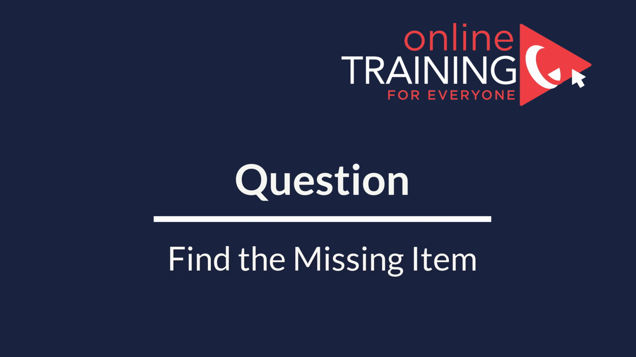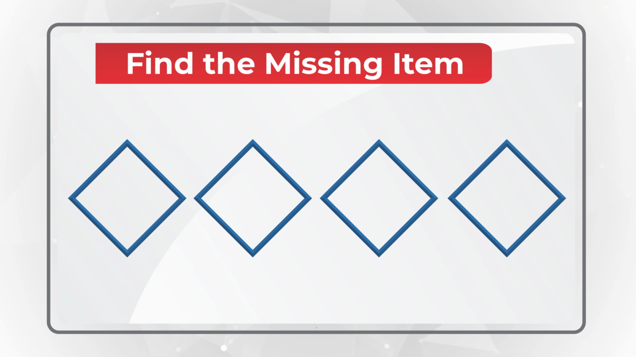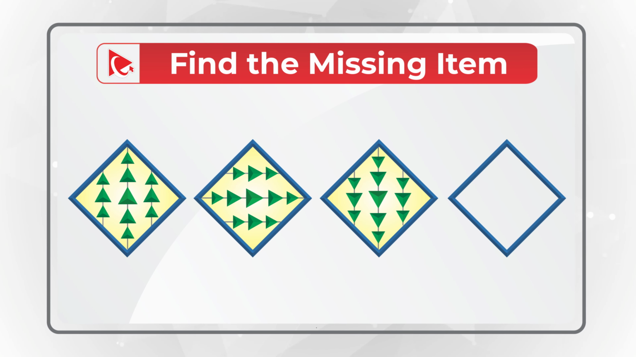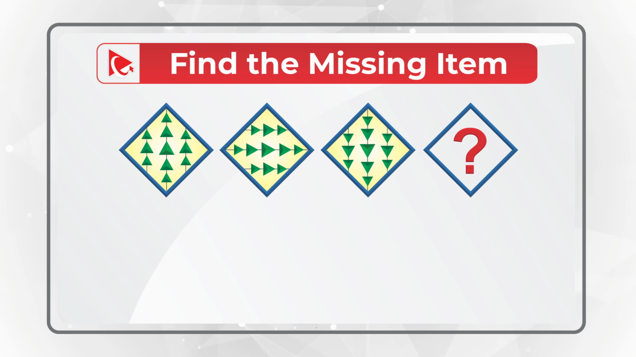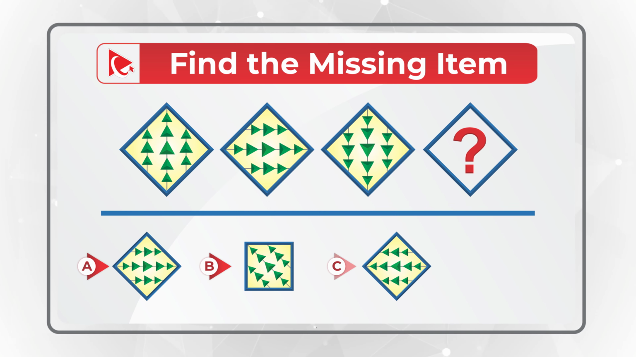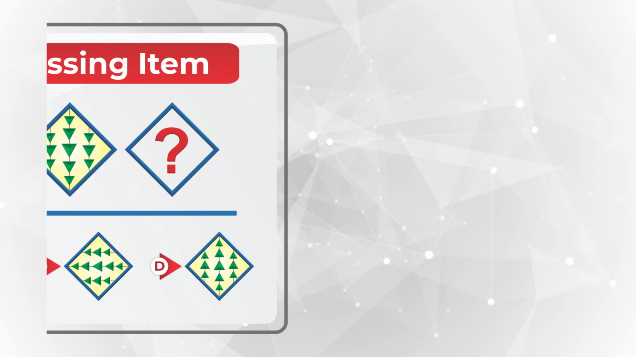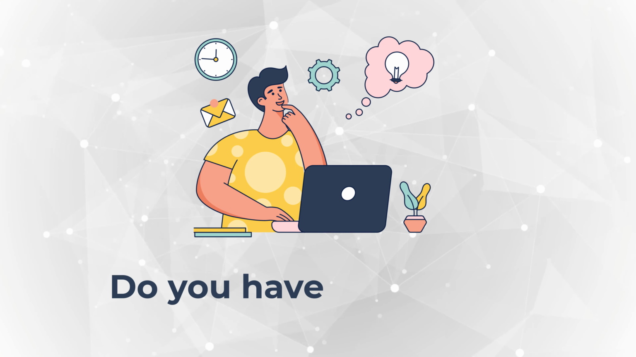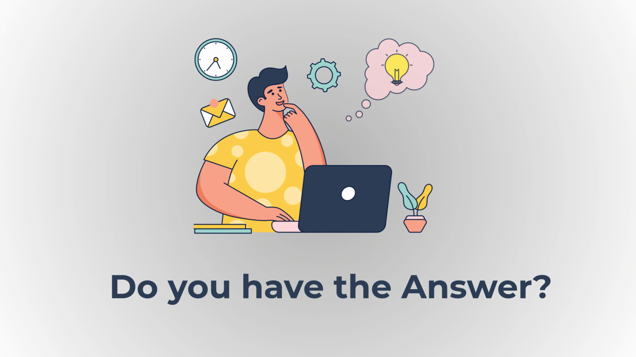Here's an amazing question which tests your analytical skills. You're presented with a set of diamonds. Each diamond has other objects inside, and you need to find the missing diamond, which is diamond number 4. You have 4 different choices to choose from. Choices A, B, C, and D. Take a close look to see if you can come up with the right solution. Are you ready? Do you have the answer? Let me move forward and share with you my version of the solution.